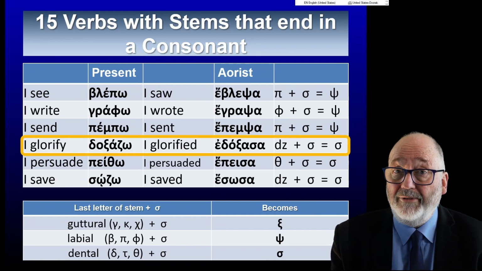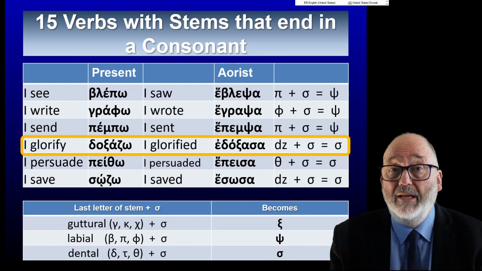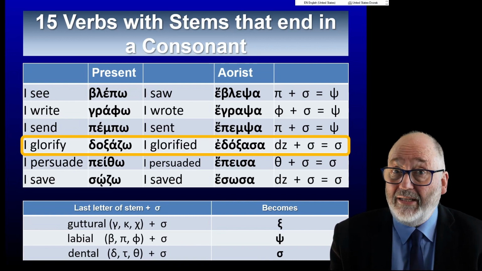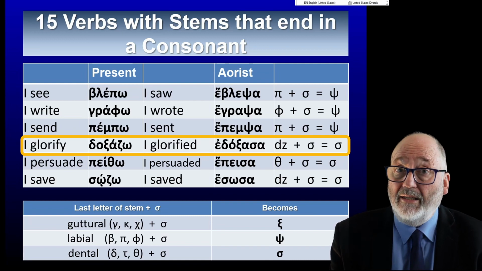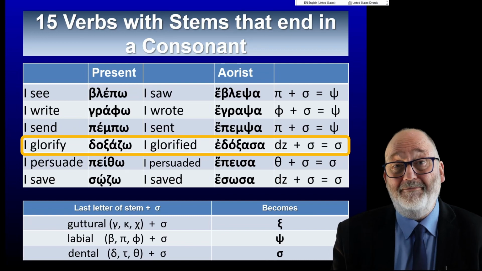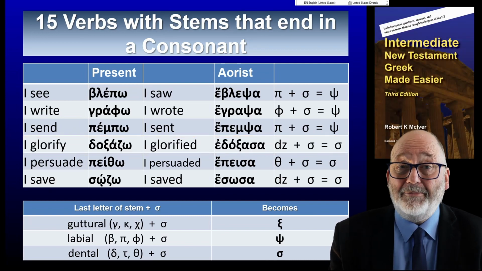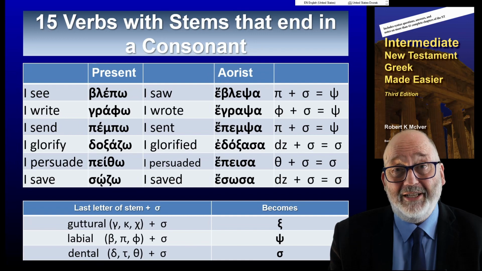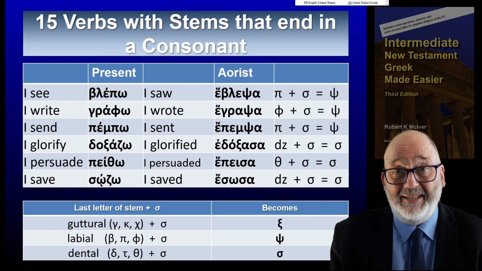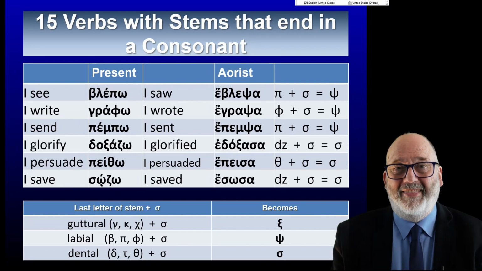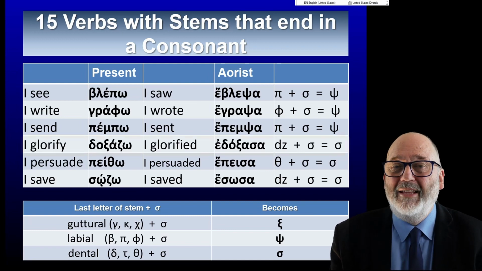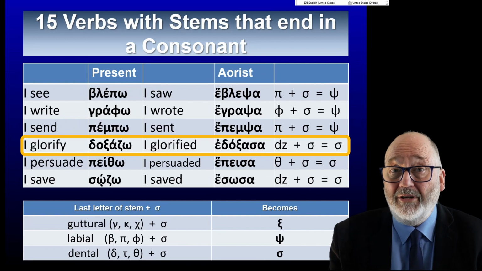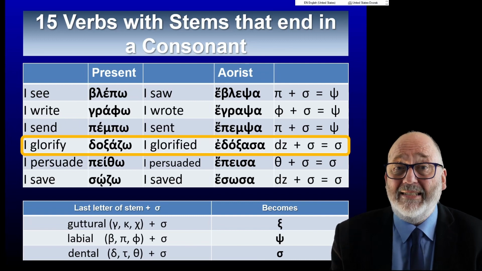Doxazo is a little bit different. It finishes with a zeta. Now, zetas do interesting things when they combine with sigmas. Some of them do regular things like this one does, and others do, well, their own thing. There's a whole separate section in Intermediate New Testament Greek Made Easier that deals with verb stems that finish with zeta. Well, for a beginner, and this is Beginning New Testament Greek Made Easier, we'll try and deal with them as they come up. But doxazo is worth including here because it kind of acts like a dental.